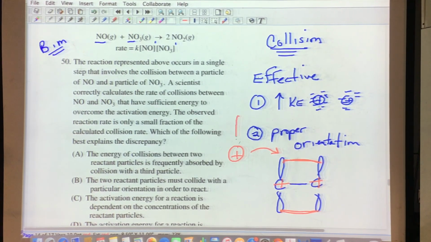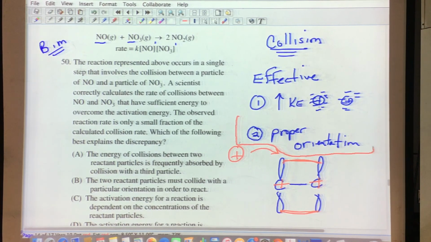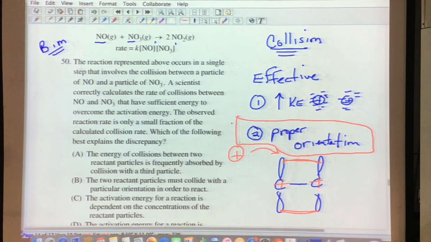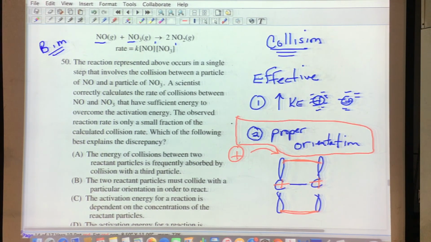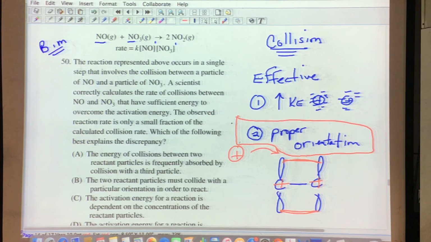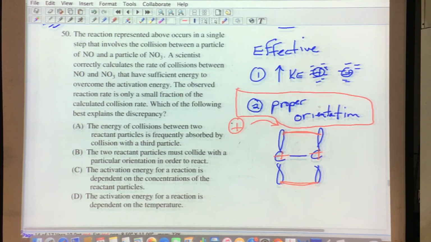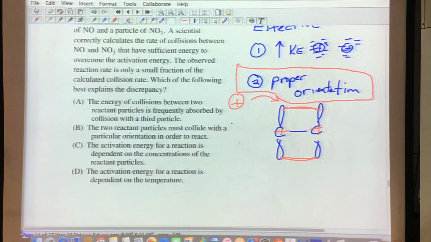So I always call proper orientation kind of like my family at a reunion. We're not good dancers, and the chance of an elbow-to-elbow collision is slow. So the elbow-to-elbow collision would give you the proper orientation. Anyway, the answer to this question is, which of the following explains why, even though we have enough kinetic energy or activation energy, they must collide with the proper orientation. They have to hit their active sites. Okay, that's why B is the answer.